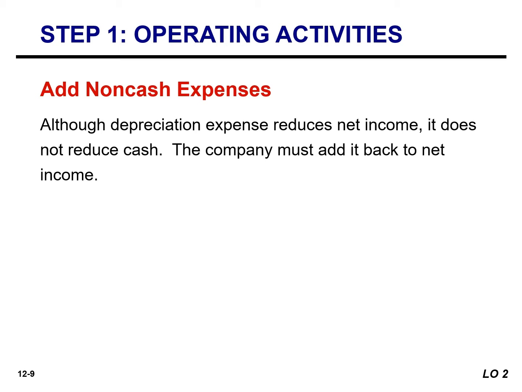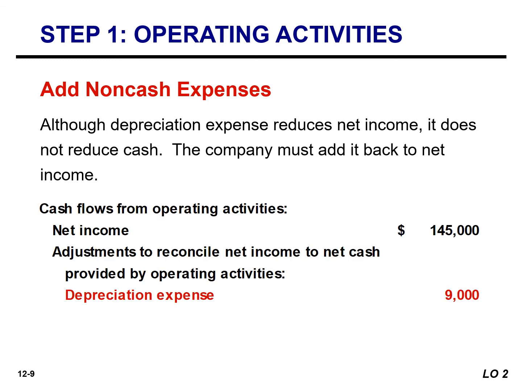Since depreciation is subtracted from net income, we always add it back to convert net income to cash flow from operating activities. Remember, depreciation is simply the process of allocating the cost of a building or piece of equipment over their productive lives using a systematic and rational method. Computer Services reported depreciation expense of $6,000 for building and $3,000 for equipment, so they will need to add back $9,000. And again, they're going to add that to the net income of $145,000.